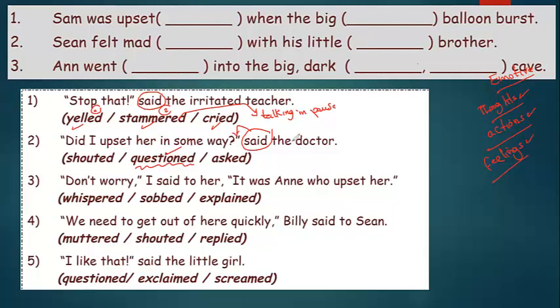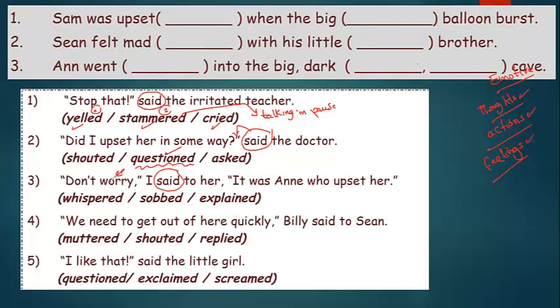Okay, number 3, "Don't worry," I said to her. "It was Anne who upset her." So I said to her, don't worry. Here somebody is trying to assure somebody else. He wants to relieve him, to comfort him. So let's say I explained to her, don't worry, or I whispered to her. Which one is better? Both work.